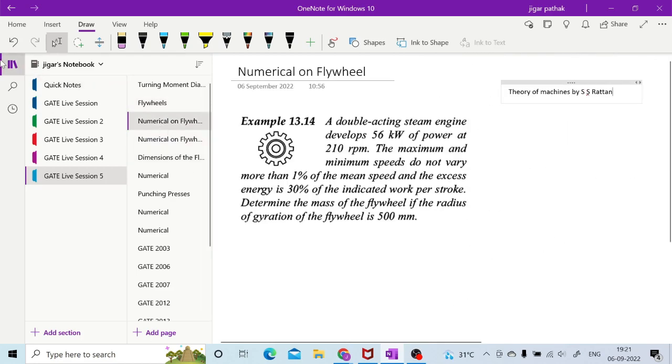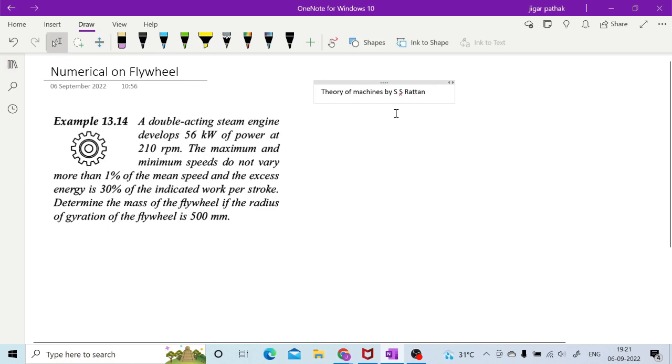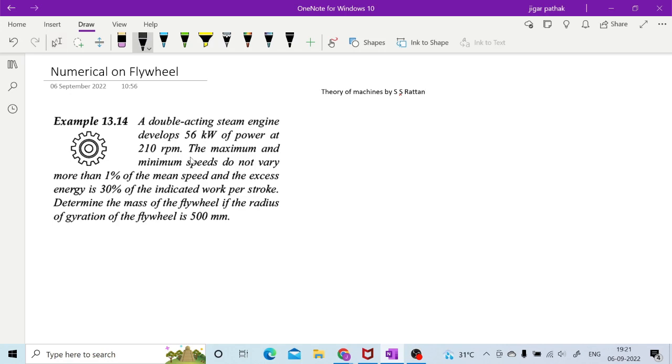Now we will see some numerical also from Rattan, right? So let us see what this numerical is about. A double acting steam engine develops 56 kilowatt of power at 210 rpm. The maximum and minimum speed do not vary more than 1% of the mean speed, and the excess energy is 30% of the indicated work per stroke. Now determine the mass of the flywheel if the radius of gyration of the flywheel is 500 mm.